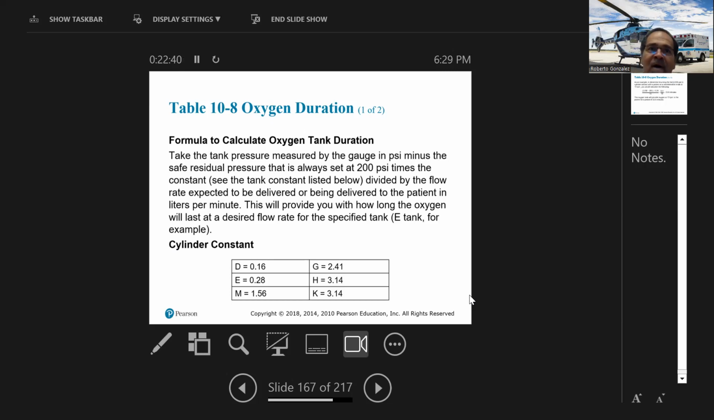Now, if you run out of oxygen, do you panic? Yes. Why would you panic? No, I'm just kidding. No. You have 21% oxygen in ambient air, so you can give them ambient air if you run out. Don't freak out. It's better than zero. Simple as that.